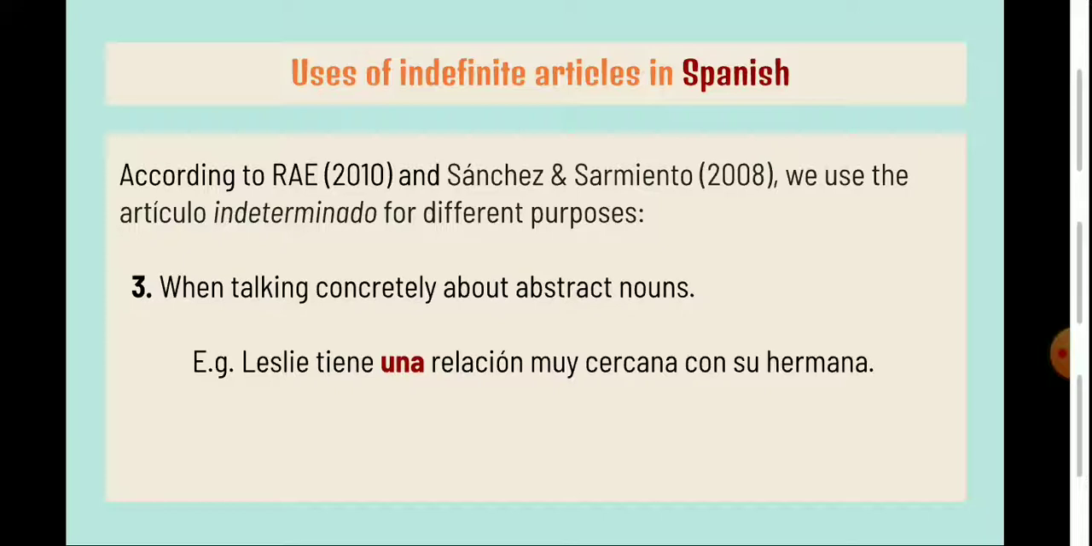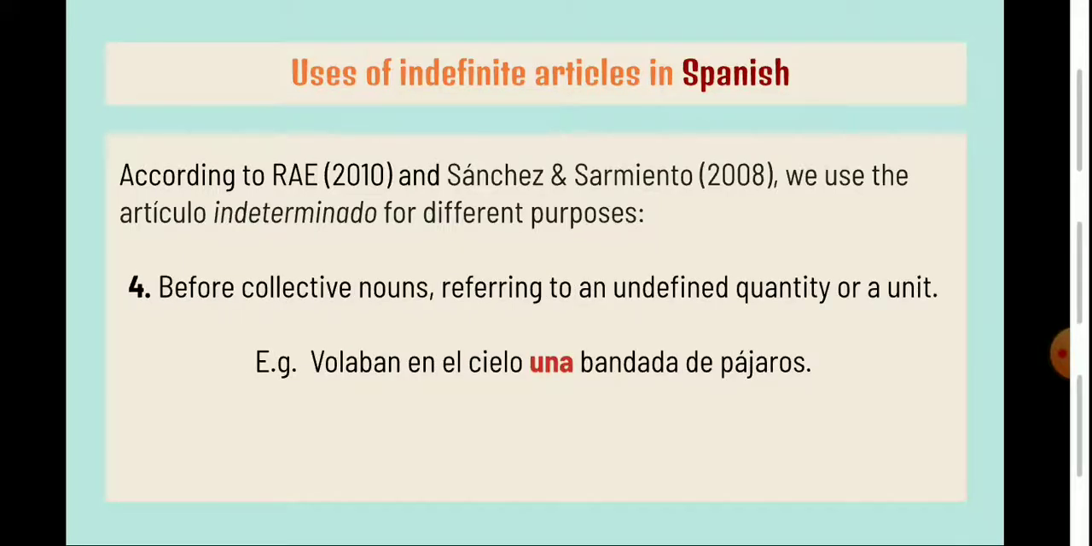Another use is when we're talking about abstract nouns. For example, Leslie tiene una relación muy cercana con su hermana. Before collective nouns referring to an undefined quantity or a unit. For example, volaban en el cielo una bandada de pájaros. Here, we don't know the quantity. We don't know how many birds were in the sky.